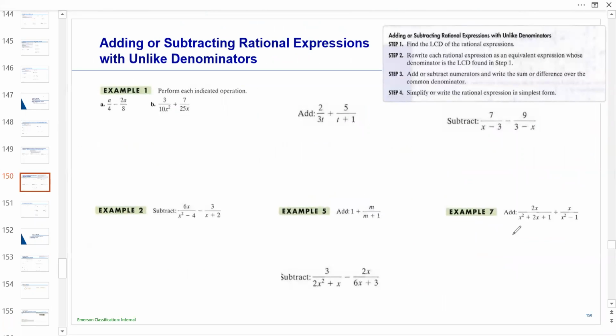When rational expressions have different denominators, unlike denominators, how do we do the addition and subtraction? Here I list some steps. First step, we need to find the LCD, the least common denominator of the rational expressions. And then we write the rational expressions so that they have the same LCD, the same denominator. And then we do the addition and subtraction.